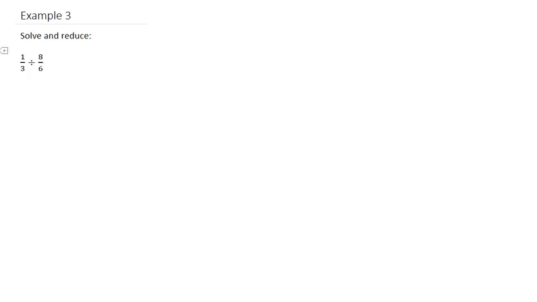Example 3. Solve and reduce. So we have 1/3 divided by 8/6. So how we do this is we change this division into multiplication as we take the reciprocal of the second fraction. So we put it 6/8. So when we do that, we can now first look for any common factors. So we see a 3 here and a 6 here. So this becomes a 1, and this becomes a 2 as we divided each number by 3.